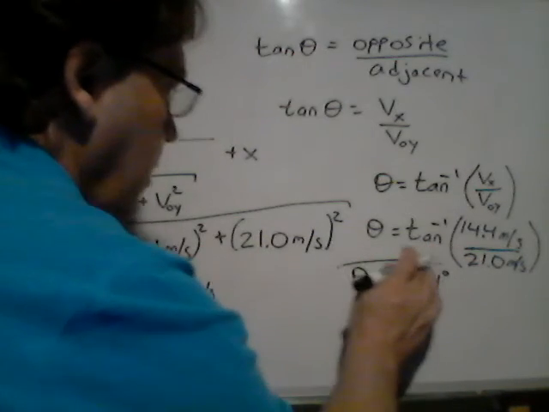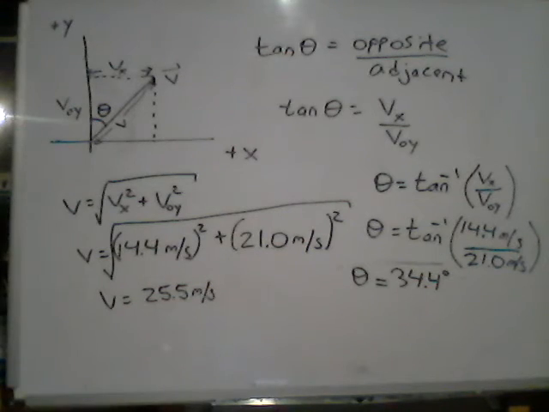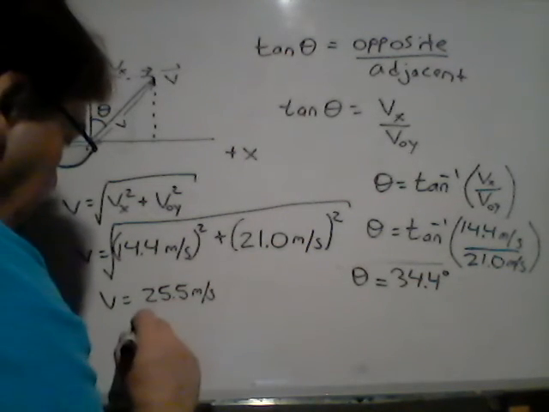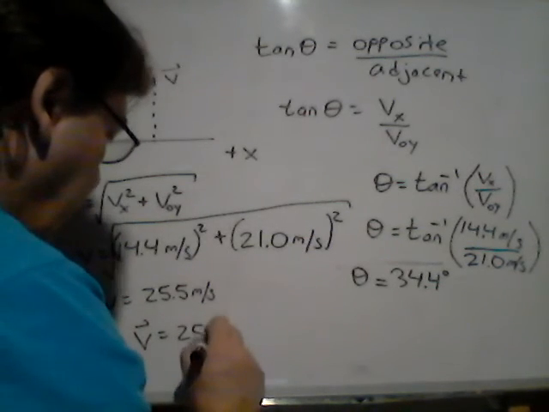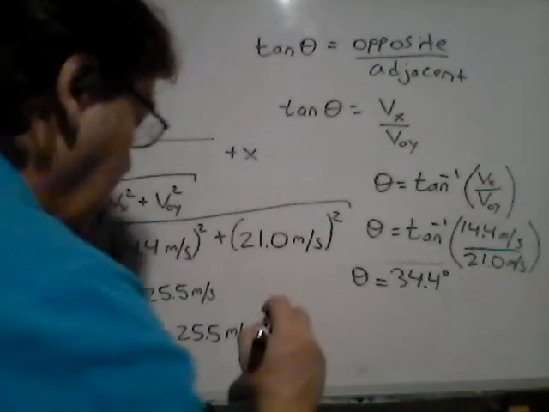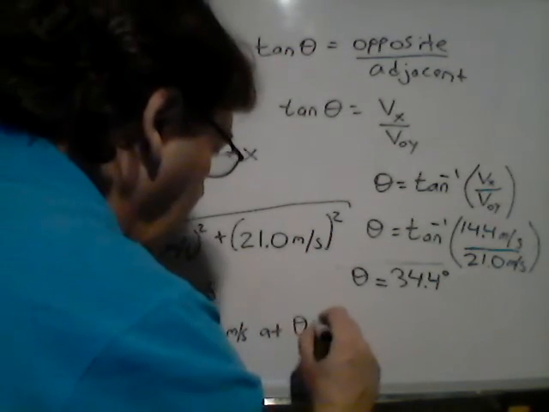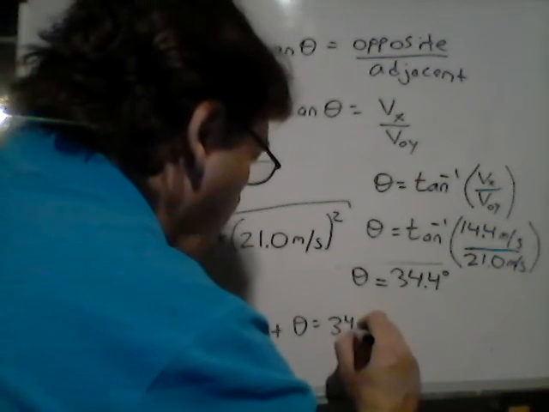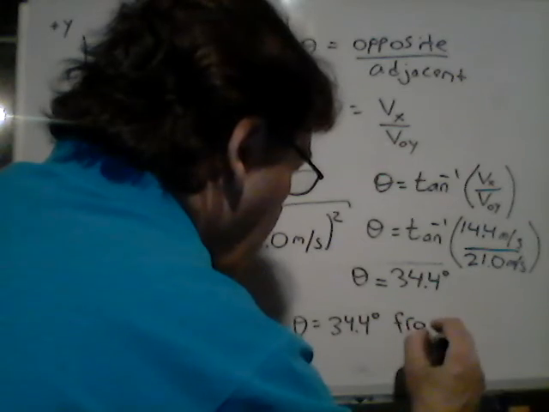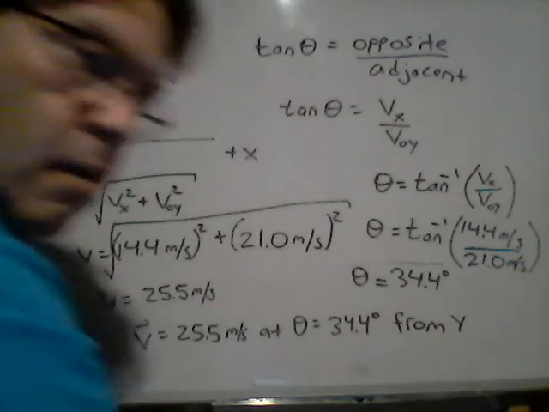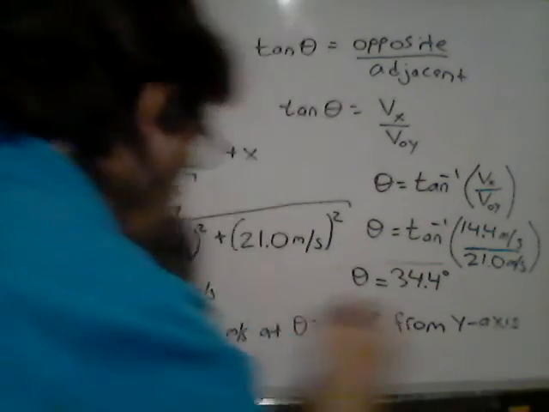All right, so this is 2 pieces of information. I know the magnitude and the direction. So my final answer is going to be V is equal to 25.5 meters per second at theta equals 34.4 degrees from the y-axis. That is my answer.